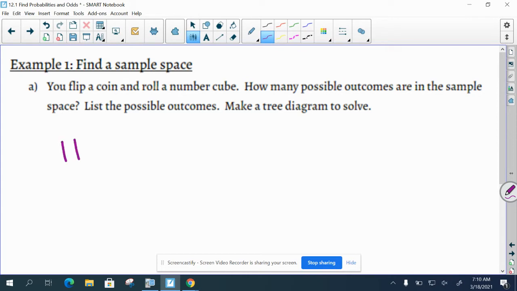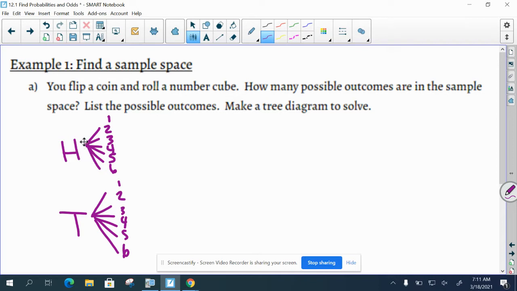We're going to do heads and then tails, because I can either flip heads or tails. And if I flip heads, then I could either get 1, 2, 3, 4, 5, or 6 on the number cube. So I'm going to list 1, 2, 3, 4, 5, 6. And if I flip tails, I could also roll 1 through 6 on the number cube. So I'm going to do the same thing: 1, 2, 3, 4, 5, 6.